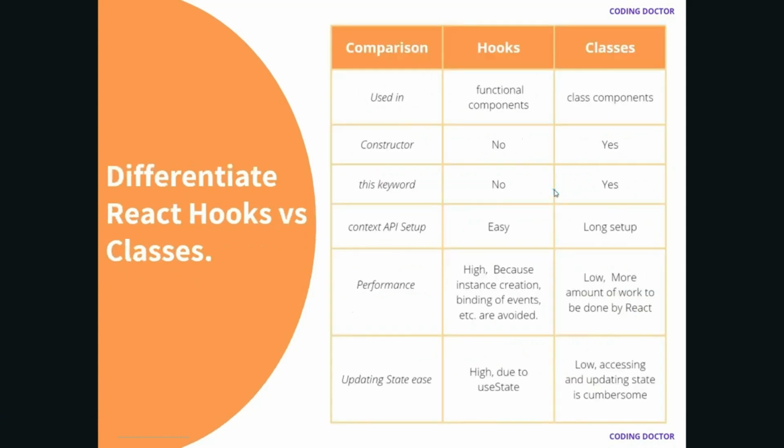Next, differentiate React hooks versus classes. Hooks can be used in the functional components, whereas classes can be used in the class component. The performance of hooks is high because instance creation, binding of events, etc. are avoided, whereas classes performance is low because more amount of work to be done by React.